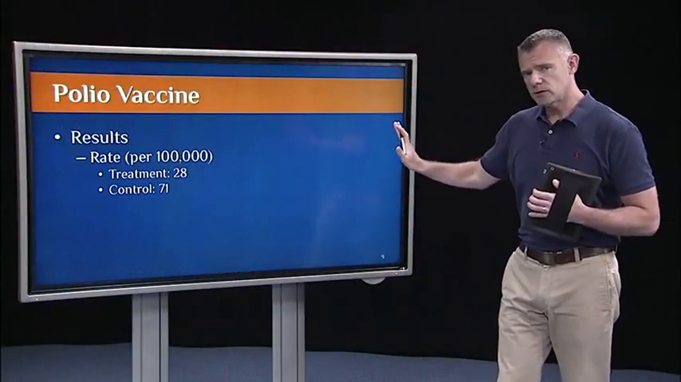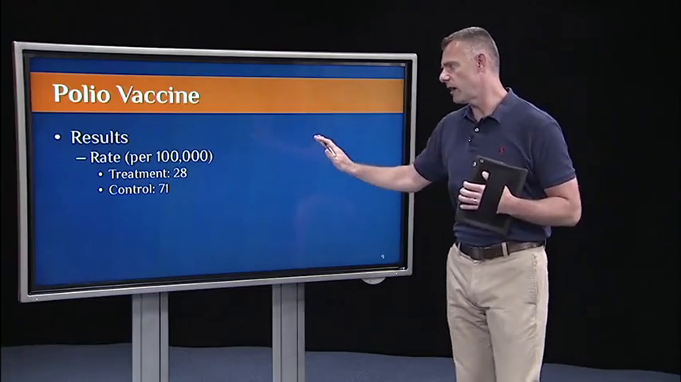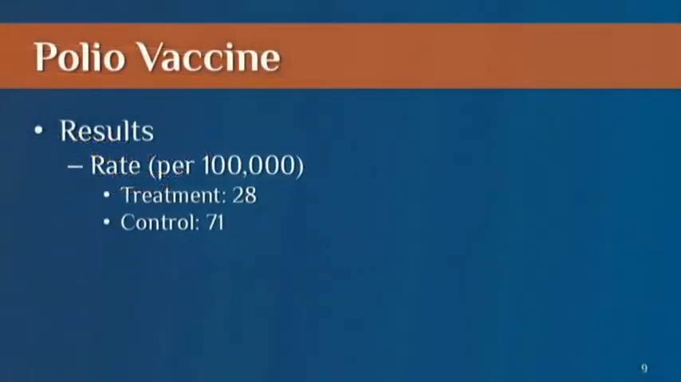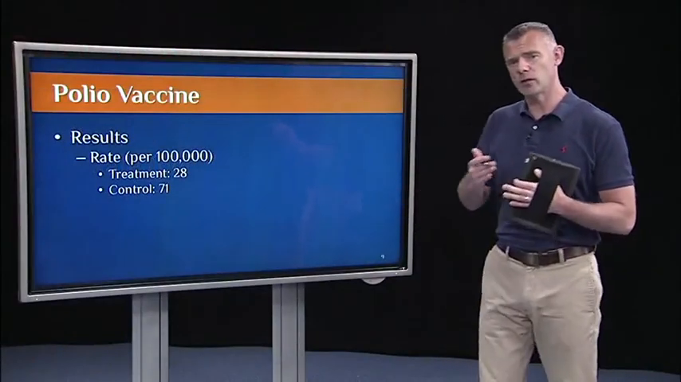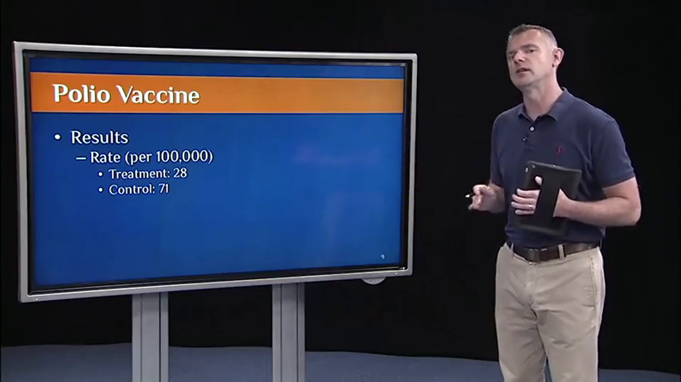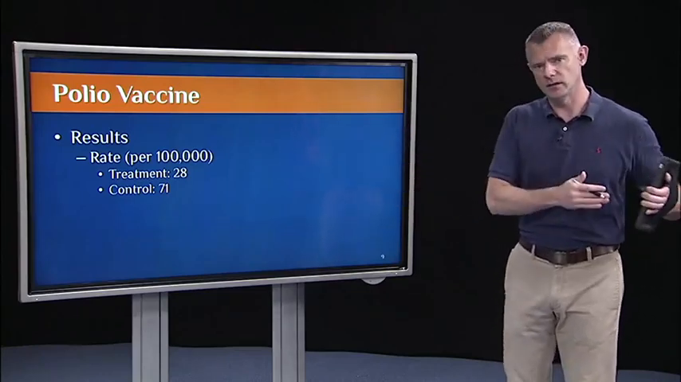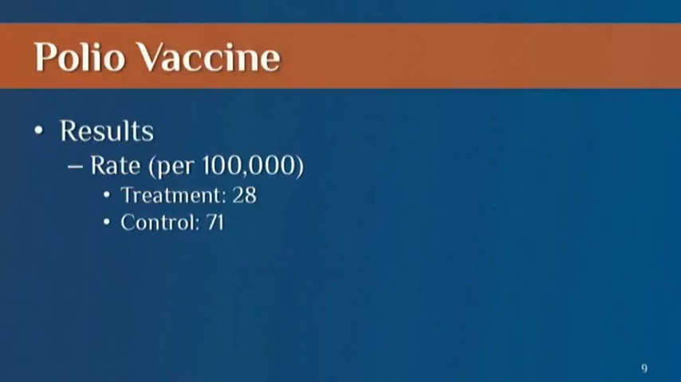The final results from several trials can be summarized here. This is the rate per 100,000. So children who were given the vaccine, 28 out of 100,000 went on to develop polio, versus the control who got a placebo, 71 out of 100,000 developed polio. So you can see almost 3 times more children who did not receive the vaccine went on to develop polio. So we can see, just looking at these numbers, that this was a success story.